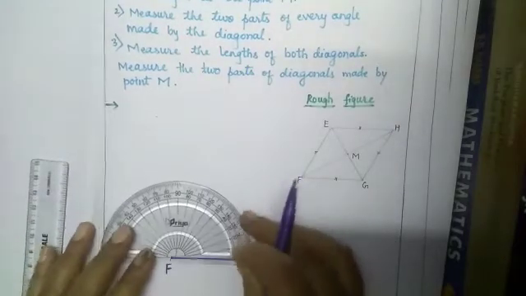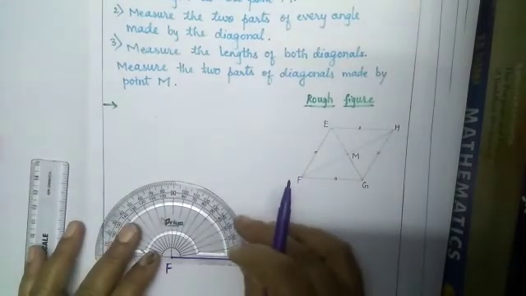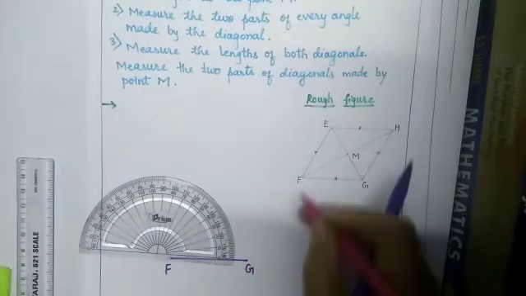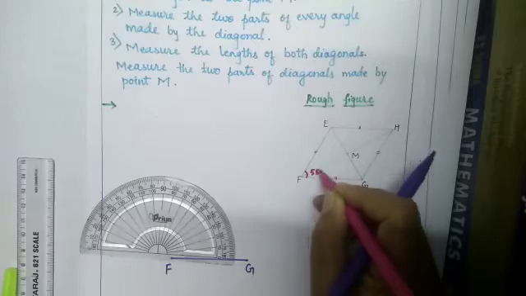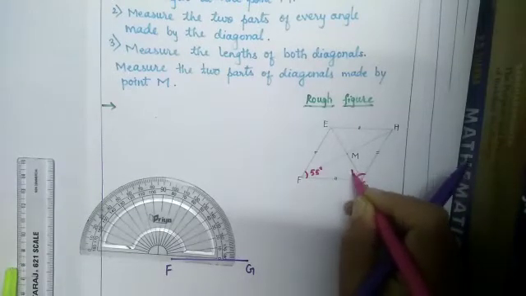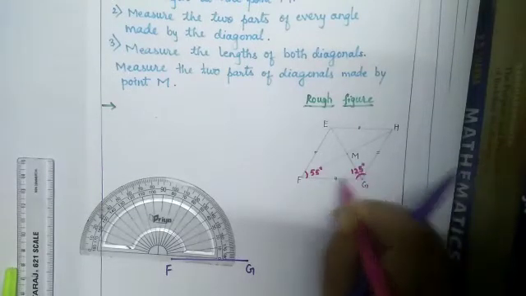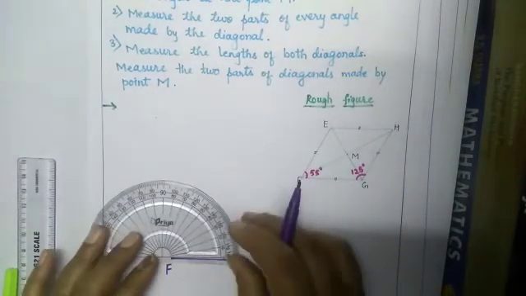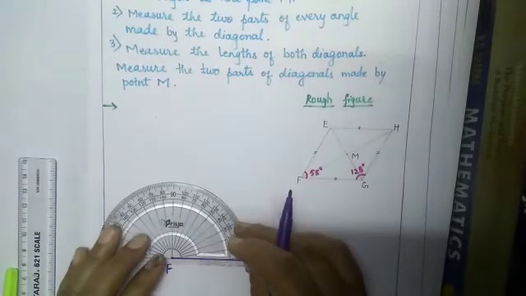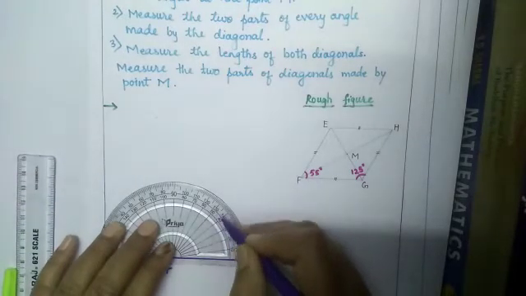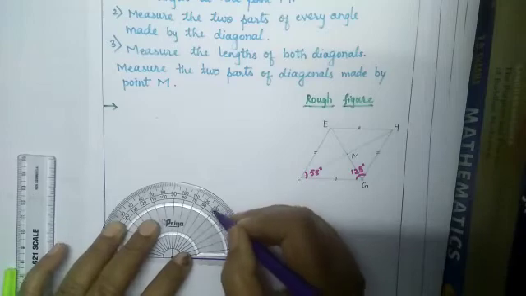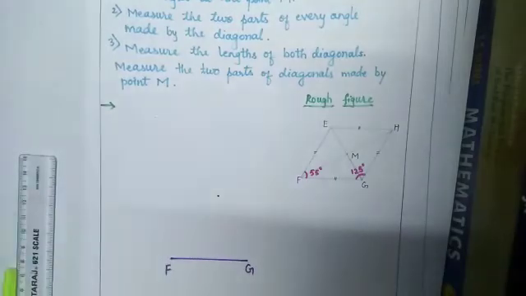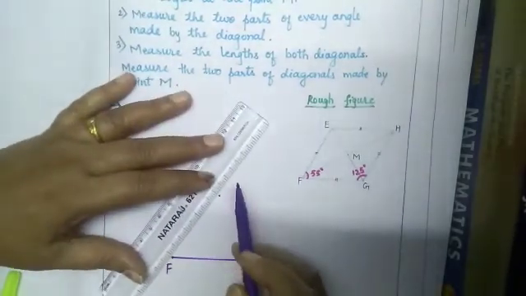Okay, convenient measure I have taken over here. Angle F is 55 degree. This angle is 55 degree and angle G is 125 degree, so that the sum of their measures must be 180 degree. So let us take from F 55 degree. So 55 from 0. 55 means in between 60 and 50. This is 55 degree. Let us join this point.